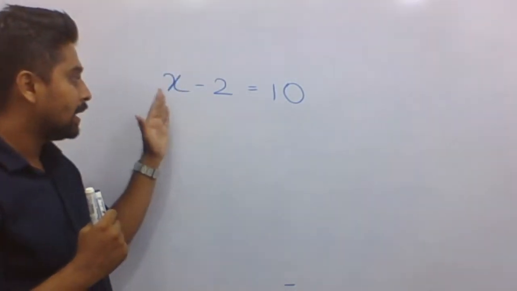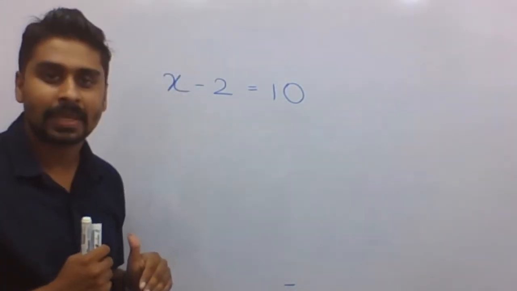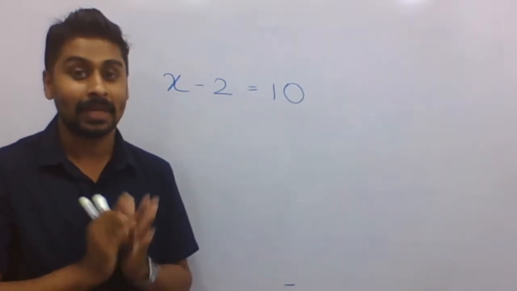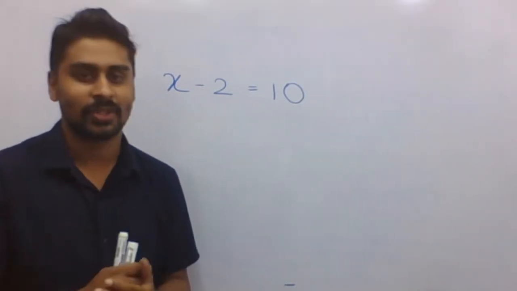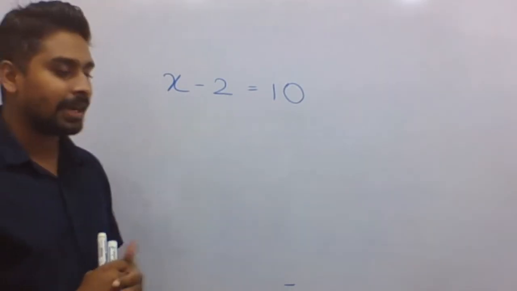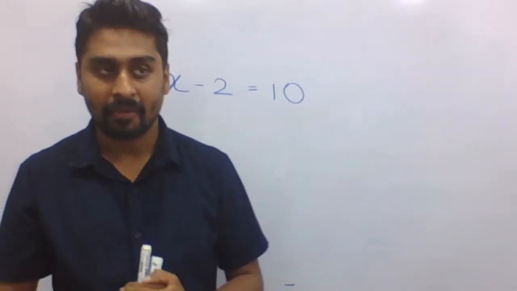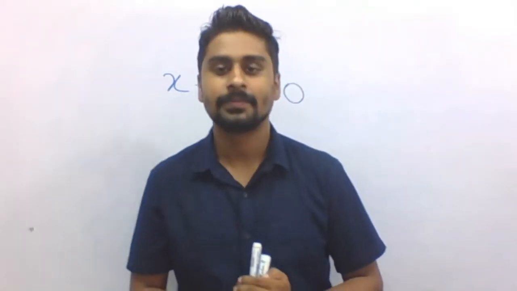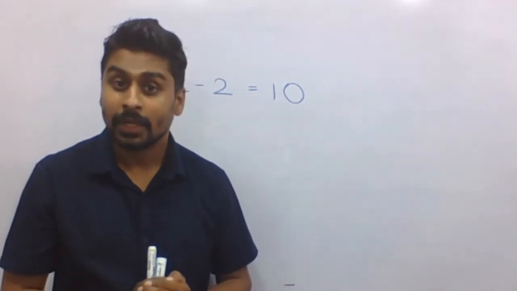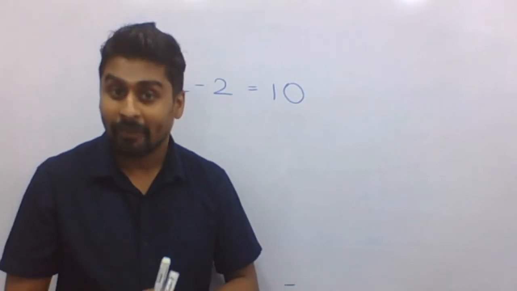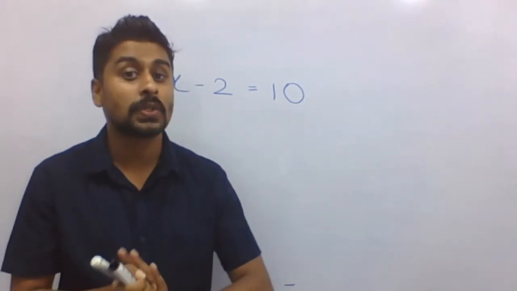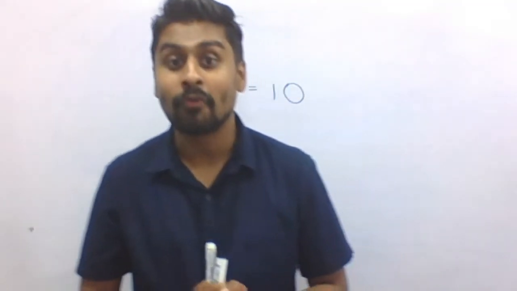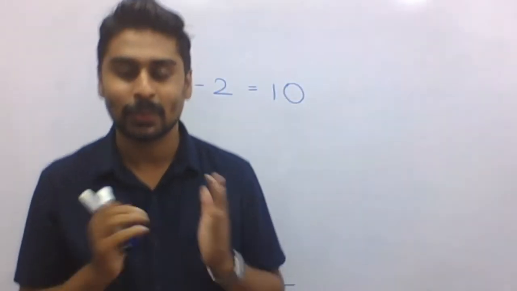Okay. Then after that you can write this question: x minus 2 equals 10. Very easy one. You know the answer, right? But wait, listen carefully to the instructions. After writing this one, put a star. Put a star. Here we can't find the value of x because of minus 2.